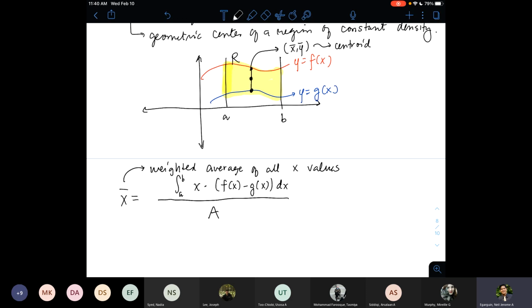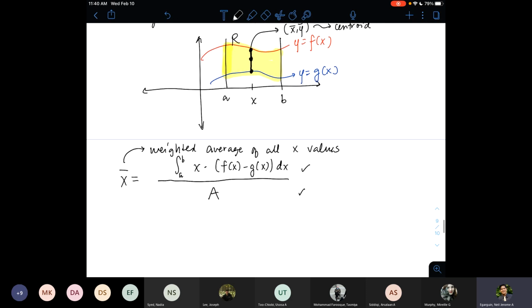Okay. So you take the x value here, and then you weight it by the length of the strip for that x value. That's how we get the numerator of the integral, and then divide it by the total area to sort of get the average. So this is the central x bar, or the central x value for the region R. Okay. Similarly, you can interpret y bar to be the central y value.